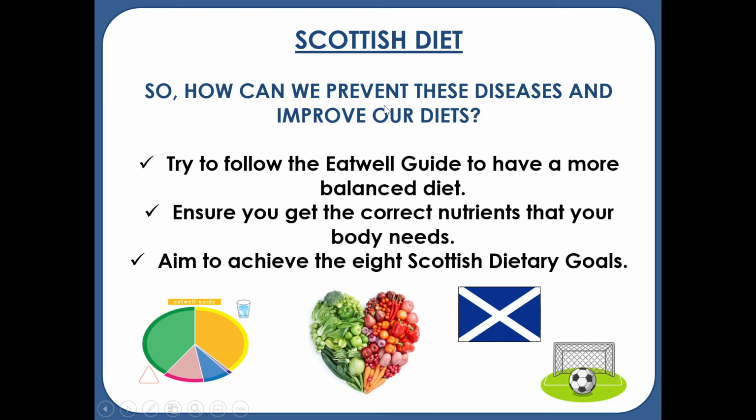So how can we actually prevent these diseases and improve our diets? We want to try and follow the Eat Well guide to have a more balanced diet. That's something that we've already looked at. Ensure you get the correct nutrients that your body needs and aim to achieve the 8 dietary goals. They're all interlinked: the Eat Well guide, your nutrients, and the Scottish Dietary Goals.